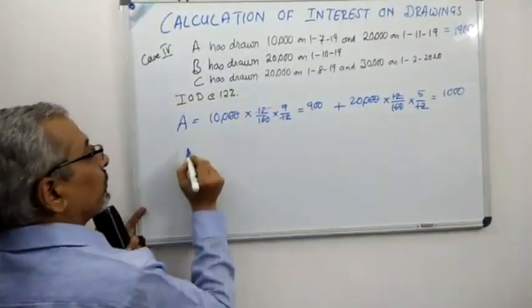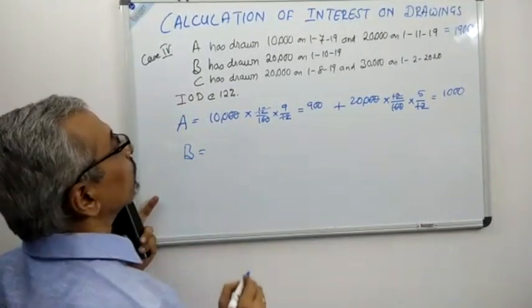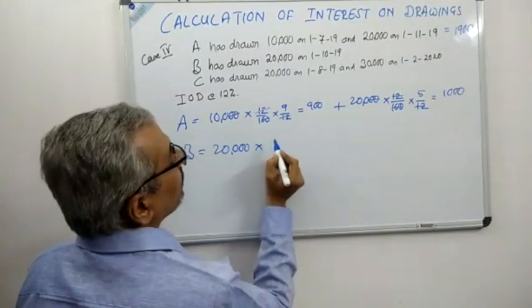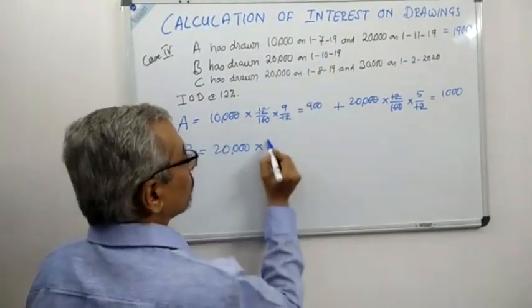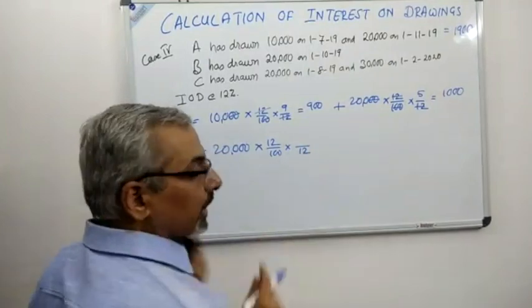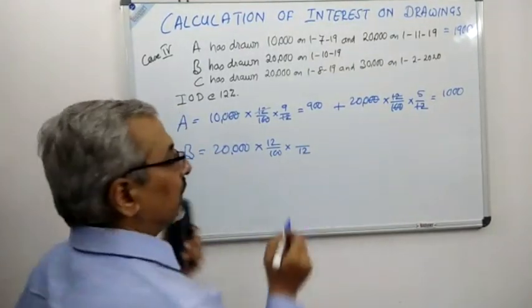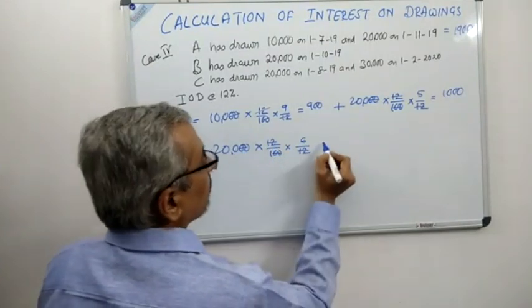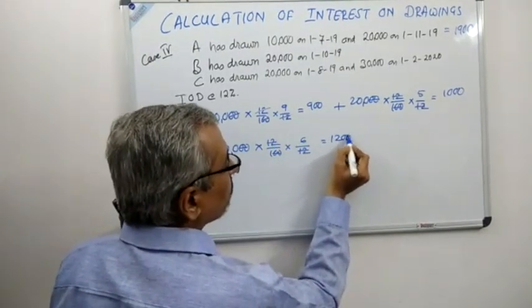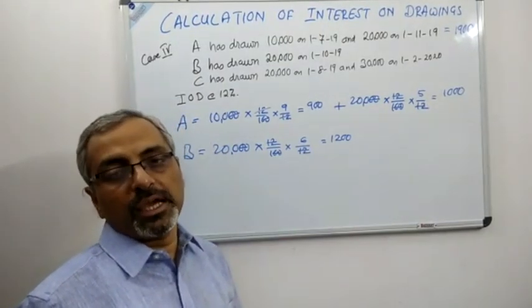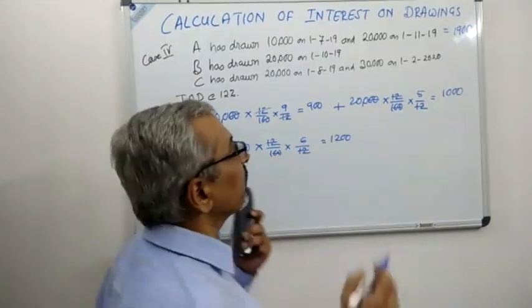Now let us take B. B, you can see 20,000 has been drawn, and it has been drawn on 1st of October. So from 1st October to 31st of March is 6 months or half year. We'll calculate it for half year. Let us cancel these, and we are getting over here 1200. There is no further drawings made by B, so the interest on drawing which B has to pay to the firm is 1200.